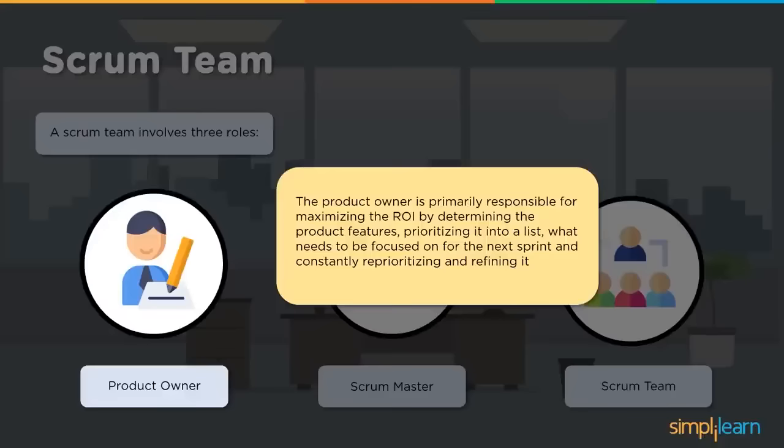Then speaking about reprioritizing and refining it, it depends on what features need to be delivered in what order. So there is already an order which is defined. Based on the change scenario, you can reorder it, and the Product Owner has that ownership and responsibility. So the entire focus is on ensuring the right product backlog, prioritizing it, and also adding user stories and epics into the product backlog, depending on what makes sense to the business.